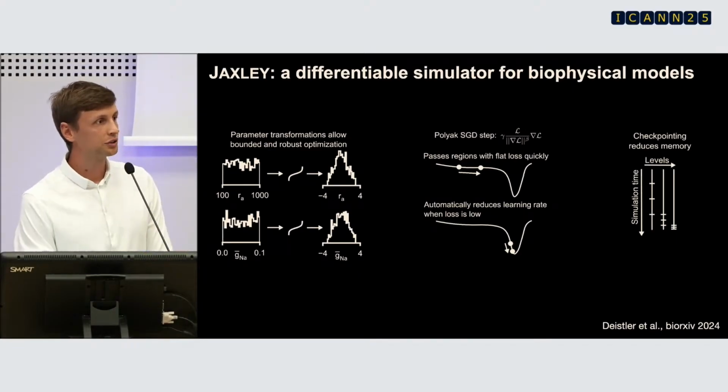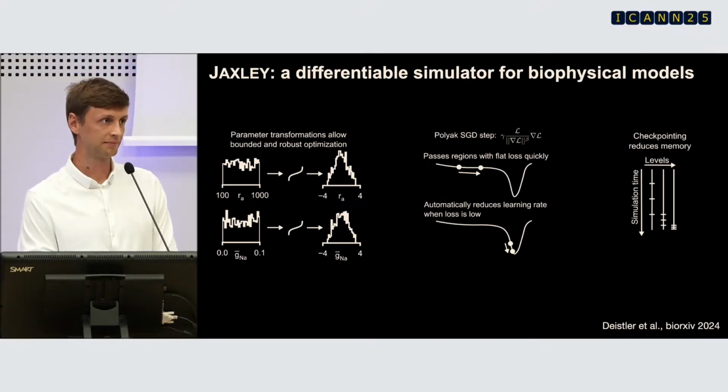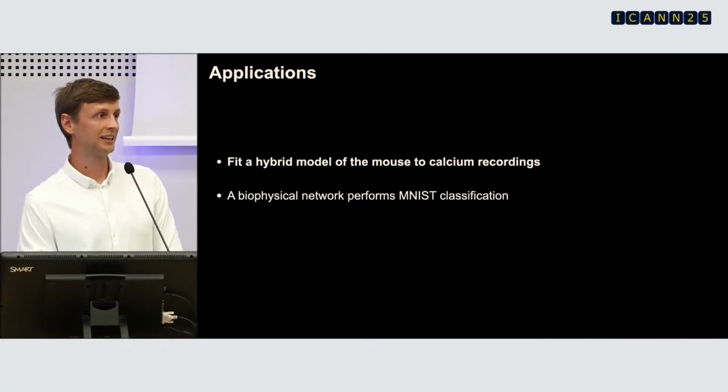We've developed a few utilities to overcome this. In particular, we're reparameterizing parameters, we're using particular optimizers, and we're using multi-level recursive checkpointing to overcome the memory consumption of backpropagation of error. Now, on the next couple of slides, I'm going to show you two examples that demonstrate that this then actually works and allows us to train biophysical network models.